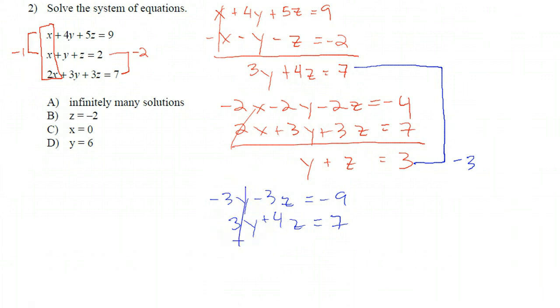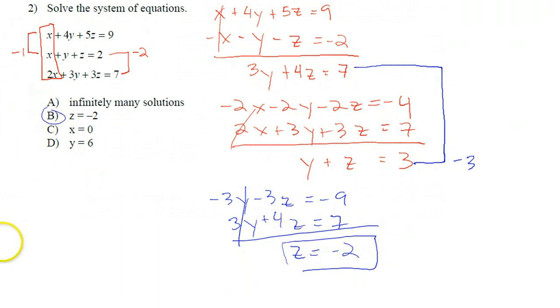And now our y's are gone, and I'm left with z is equal to -2. And look, I already see my answer there. So there's our answer.